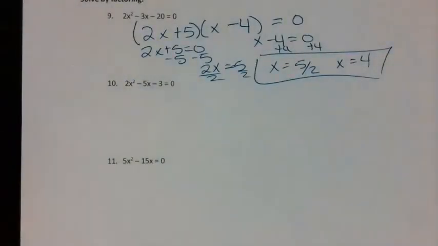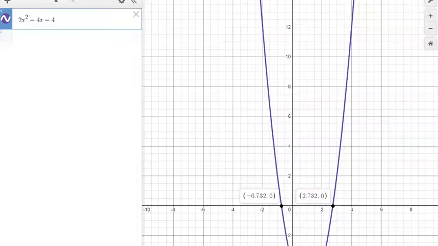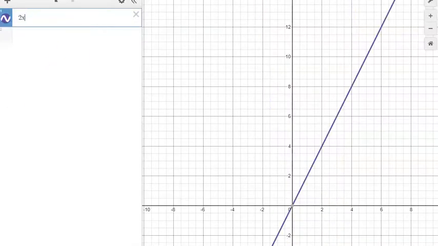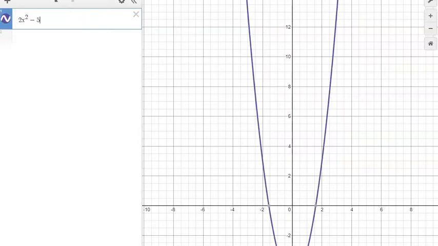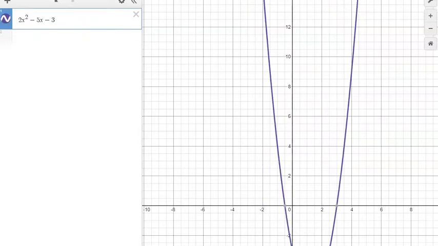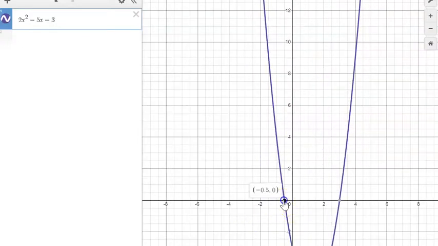If I absolutely don't know what to do, I'll do it for number 10. I can go graph this, and where it crosses the x-axis is my answer. So I can do 2x squared minus 5x minus 3. It crosses the x-axis at -0.5 and at 3.